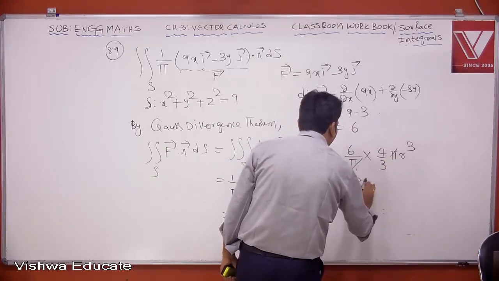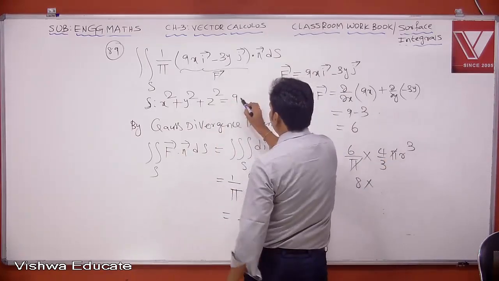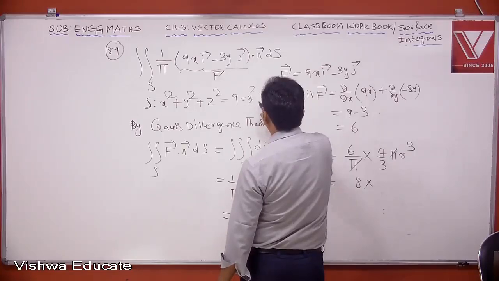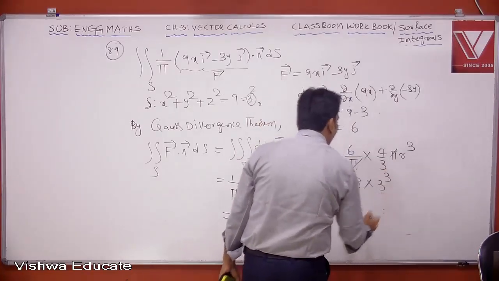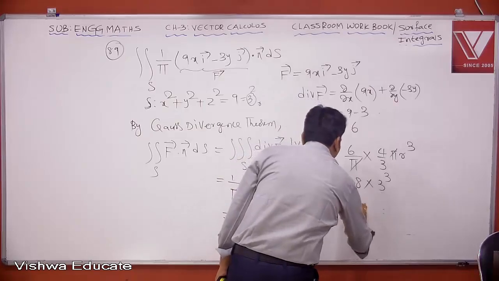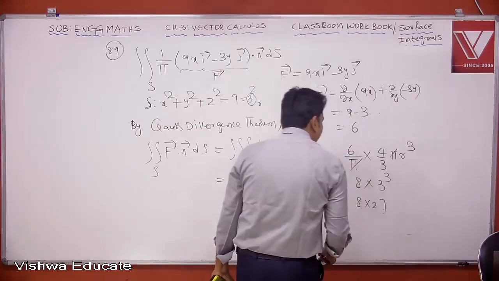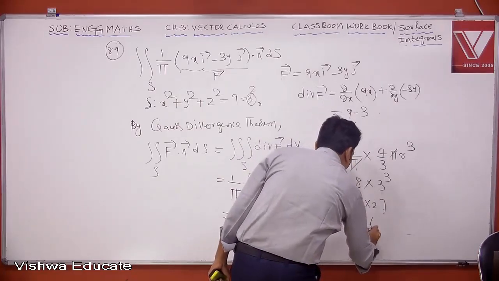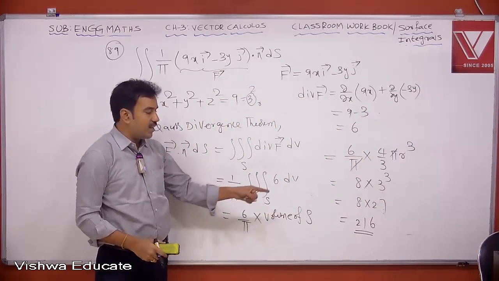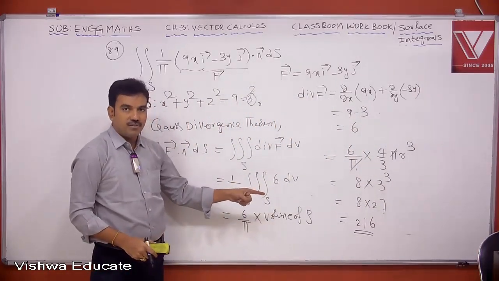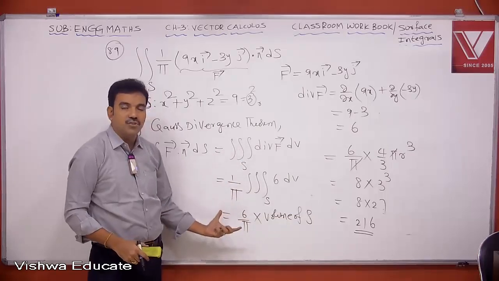This is 8 into r cube. What is radius? Radius is 3, because this is 3 square. So this is 8 into 3 cube, so 8 into 27. So this is nothing but 216. Therefore when you apply Gauss divergence theorem, we were getting directly a constant 216. Simple application of Gauss divergence theorem.